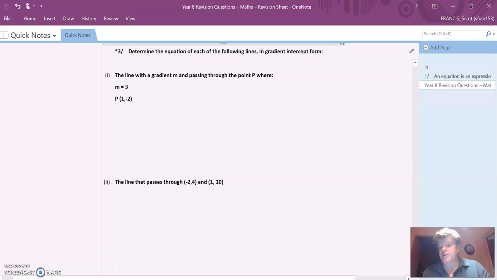G'day, you nines. Just had a question after class about this question 3 from the revision sheet that we did today. So the question is, determine the equation of each line in gradient intercept form.